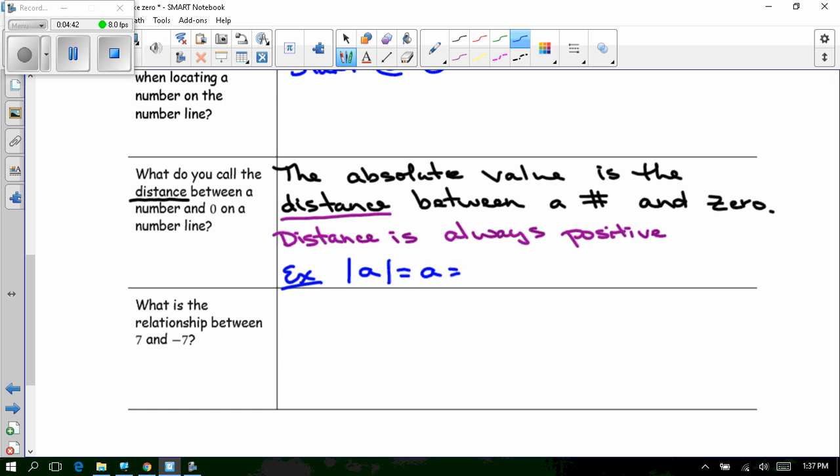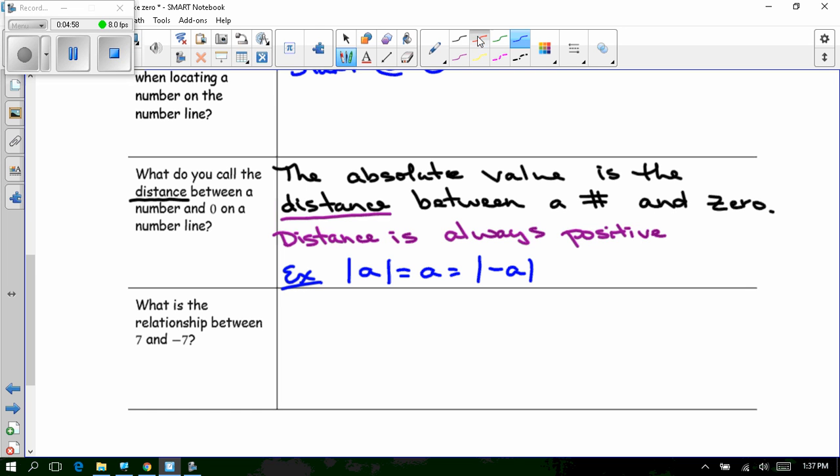But that is also the same as the absolute value of -A. All right, so the absolute value of A is A. The absolute value of -A is also A. All right, let me show you the difference.